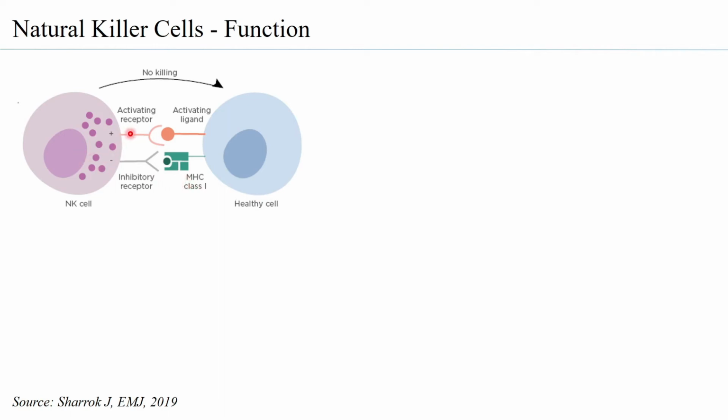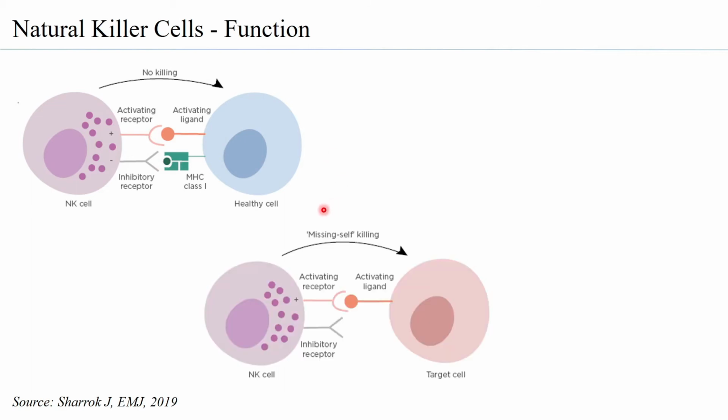So if you have an activator receptor and an activator ligand binding and an inhibitor receptor and the MHC class 1 binding, then they negate each other. And because they negate each other, the natural killer cell is going to recognize the healthy cell, because there is no tilt towards either activating or inhibiting. So there will be no killing of the healthy cell.